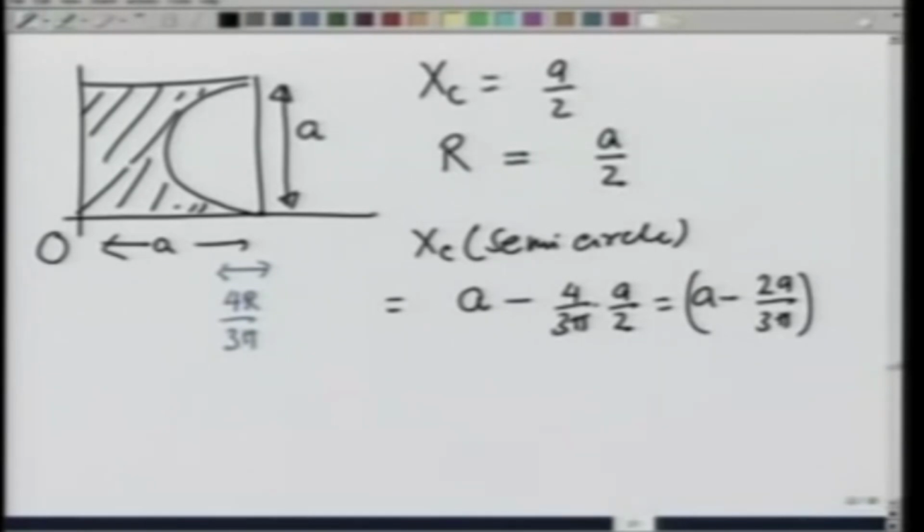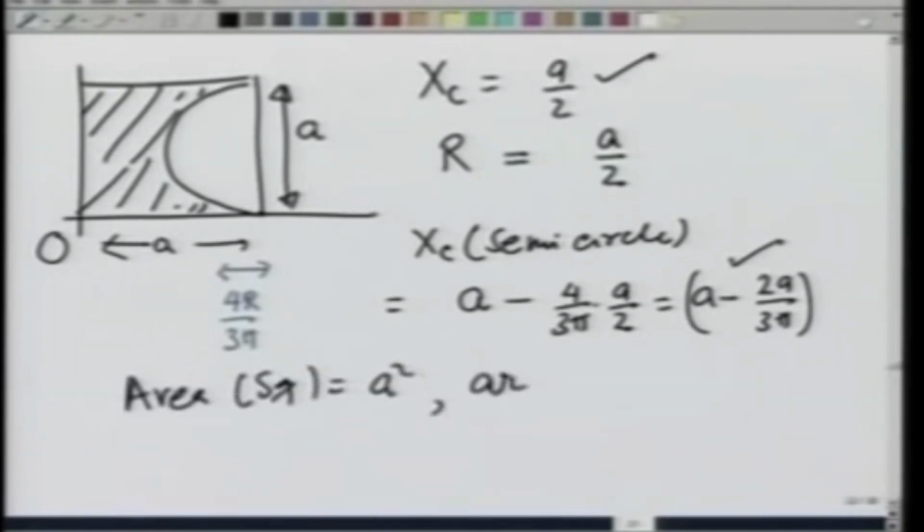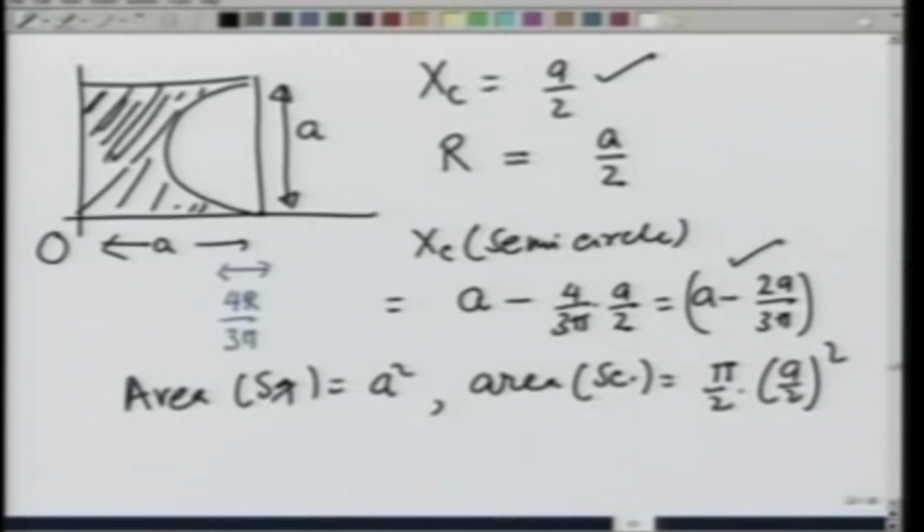So, now we are all set. I know xc for the square, I know xc for the semicircle, and area of both: area of square is equal to a squared, area of semicircle is equal to pi by 2 times a by 2 whole squared. Therefore, I can calculate the xc for this shaded region from the formula that we derived earlier, and xc comes out to be, you plug in the numbers, 0.314a.